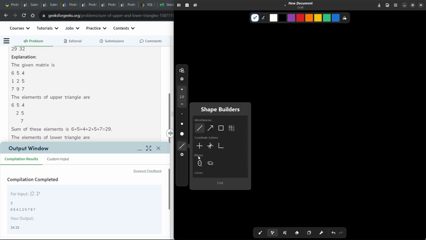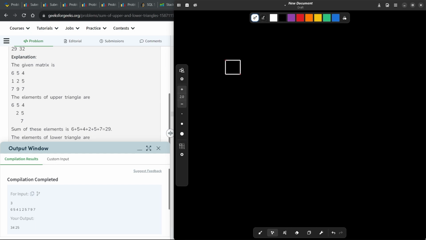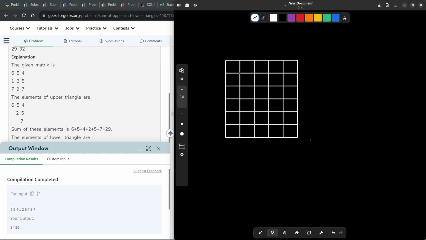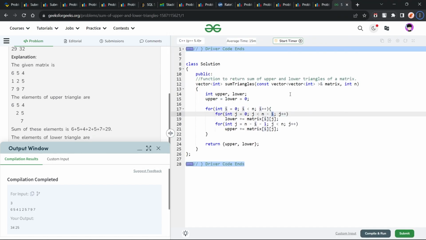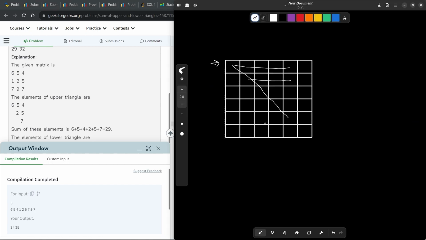If I have a matrix like this, we're just going to redraw this. I should have taken care of the sample test cases first. So if we have this for the zeroth row, if you're talking about the upper triangle, for the zeroth row we have to take all the characters. For the 1th row we have to remove one character from the starting, right? So we should correct this. This should start from I, right?